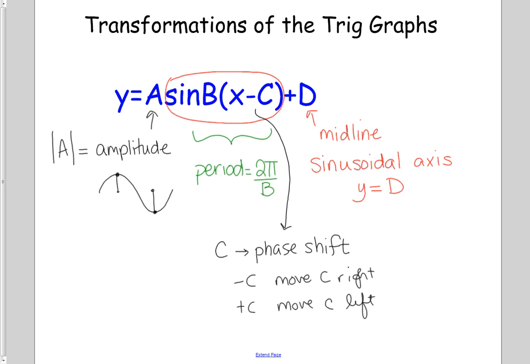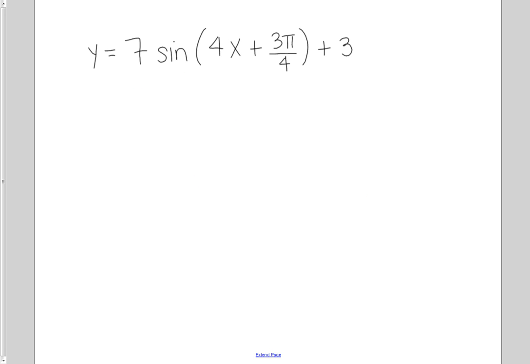Here's an example of a trig function, a sine, with all of the changes that we could possibly have. So let's look at what happens here. We have a 7 out in front of our trig. That tells us that the amplitude of our graph is going to be 7. Our other outside change is the +3 on the end. That tells us that our midline, or our sinusoidal axis, has been moved up to y equals 3.